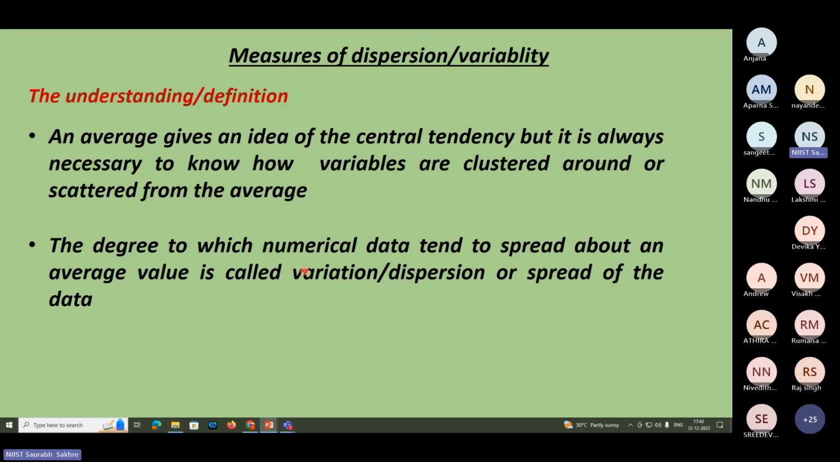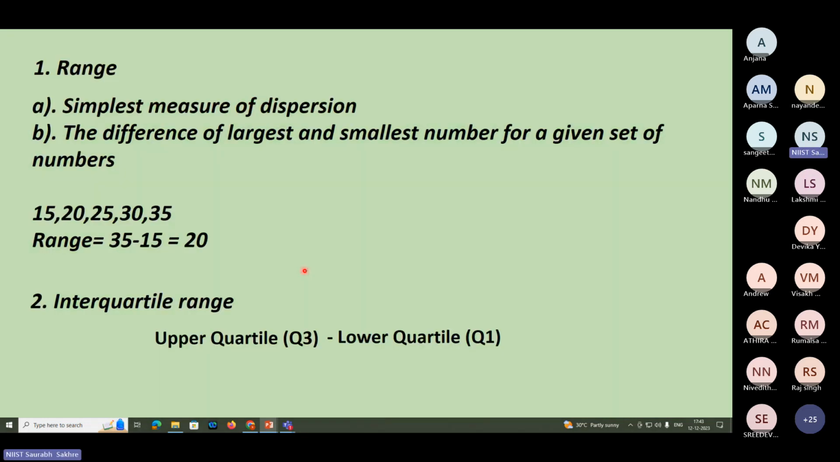Now, the first measure of dispersion is the range. So what does range mean? Range is the simplest measure of dispersion, and it is simply the difference between the largest and the smallest number for a given set of numbers. In that particular data set, it is the difference between the largest and the smallest number.